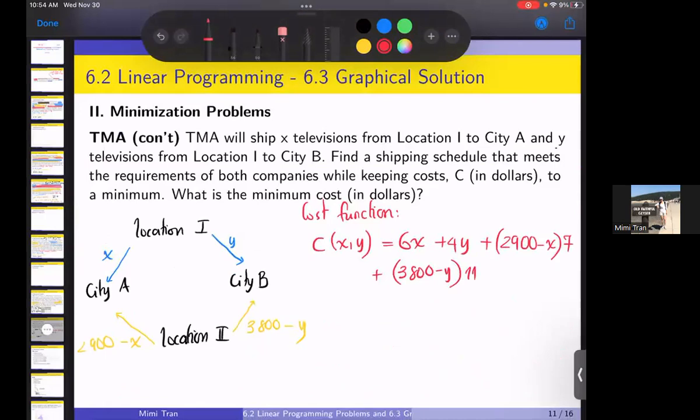And then you clean that up a little bit. 6X minus 7X, that's minus X. 4Y minus 11Y, that's minus 7Y. The rest, on the calculator: 2,900 times 7 plus 3,800 times 11 is 62,100. And that is your cost function.